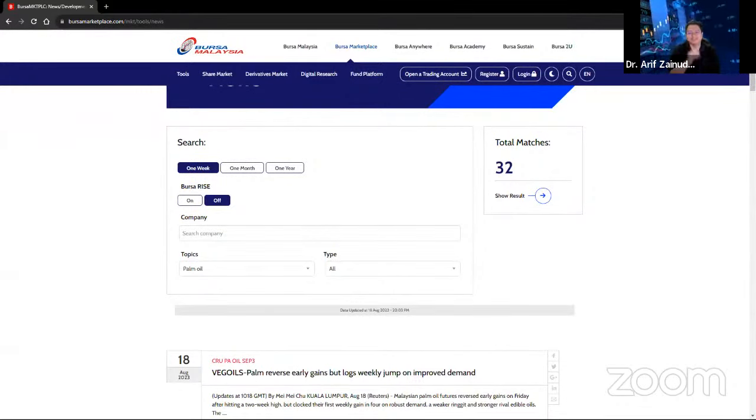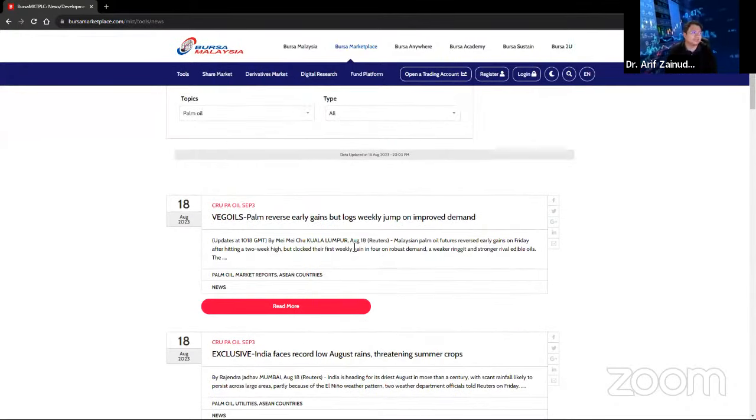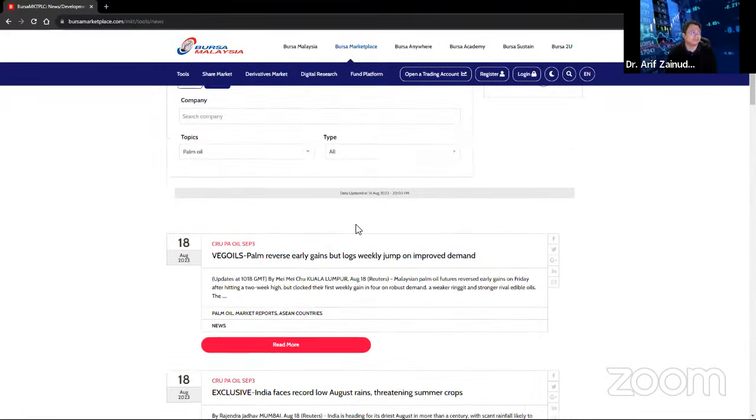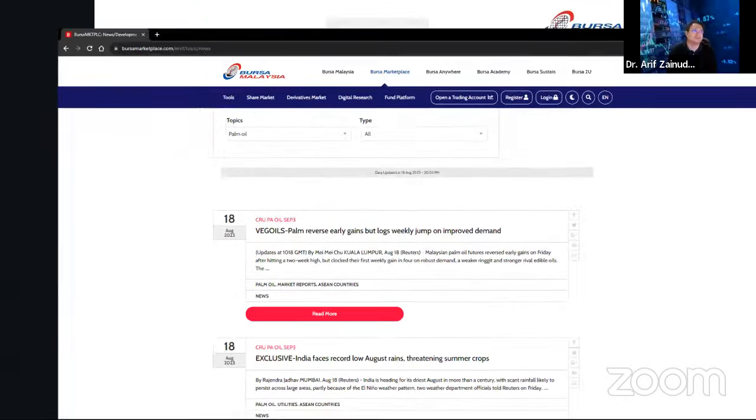Bloomberg Terminal is like a news platform that is being used by a lot of financial institutions. What's good about Bloomberg Terminal is that the news comes out as early as minutes before the market reacts to the news. Okay. But the news that you're seeing on bursamarketplace.com, I find it very informative lah.